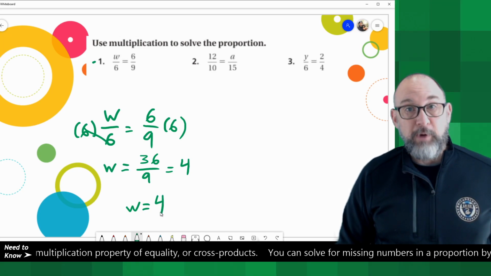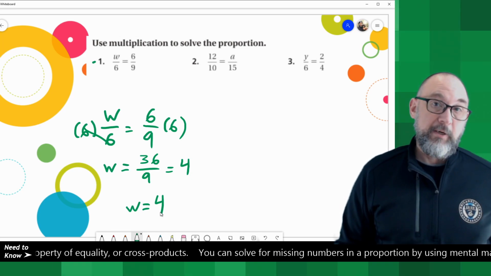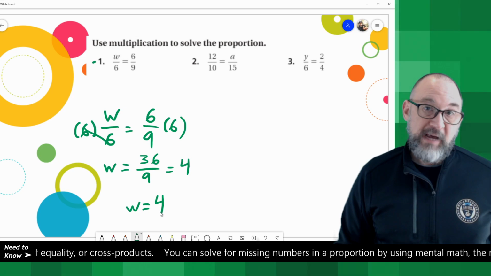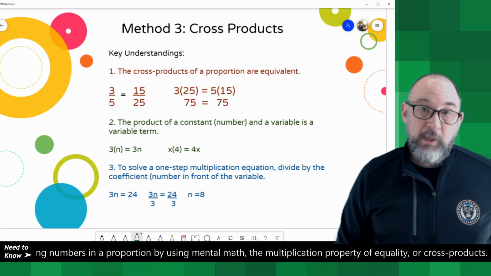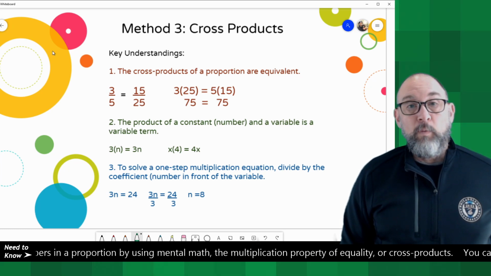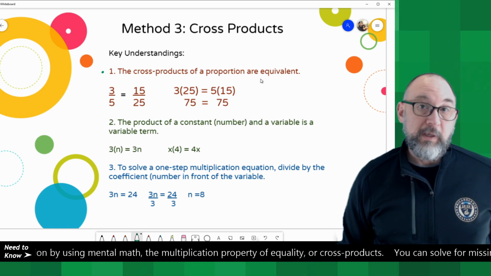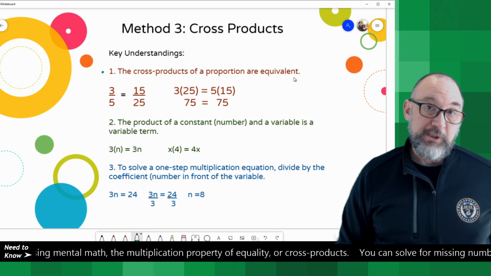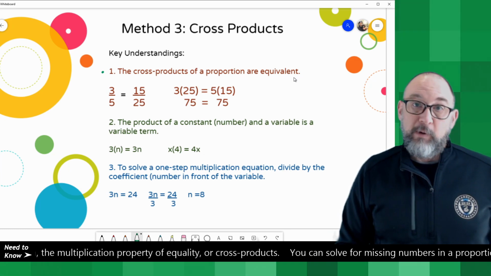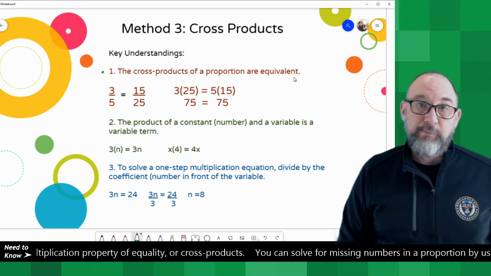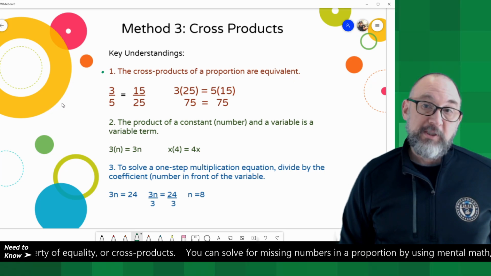So to use the multiplication property of equality, you multiply both sides of the equation by the denominator that's under the unknown value. Okay, method 3, cross products. So a couple key understandings. One, we've already talked about how we know that the cross products of a proportion are equivalent. We did that in the earlier sections where you did cross products and you were looking to see if the cross products were equal. If they were, you knew it was proportional. If they weren't, you knew it was not proportional. So we know that the cross products of a proportion are equivalent.